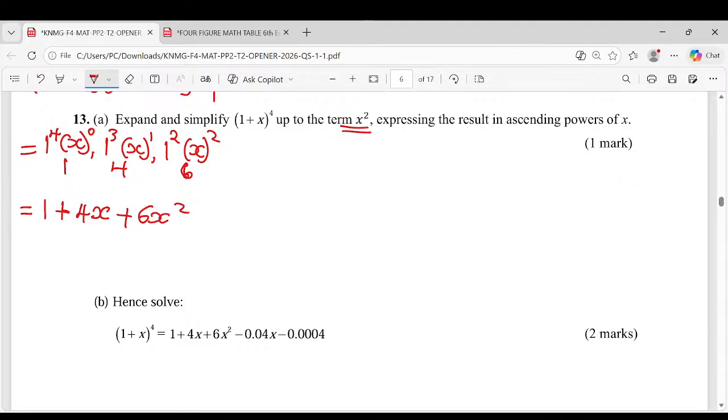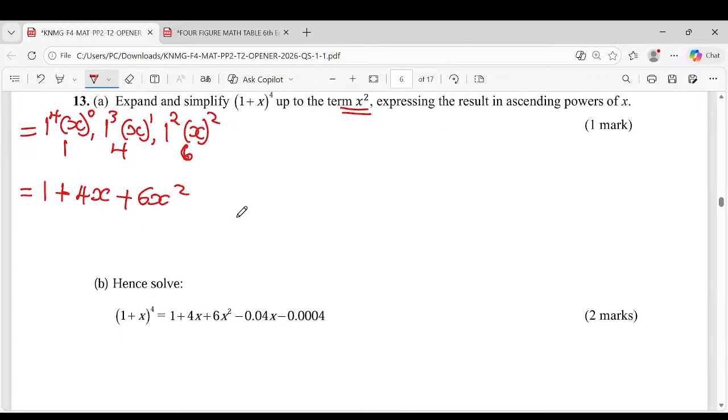Part B says, hence solve 1 plus 4x plus x squared. I'm looking at it in another dimension, at a good angle. But now the big challenge is, learners are not used to such a question in part B.